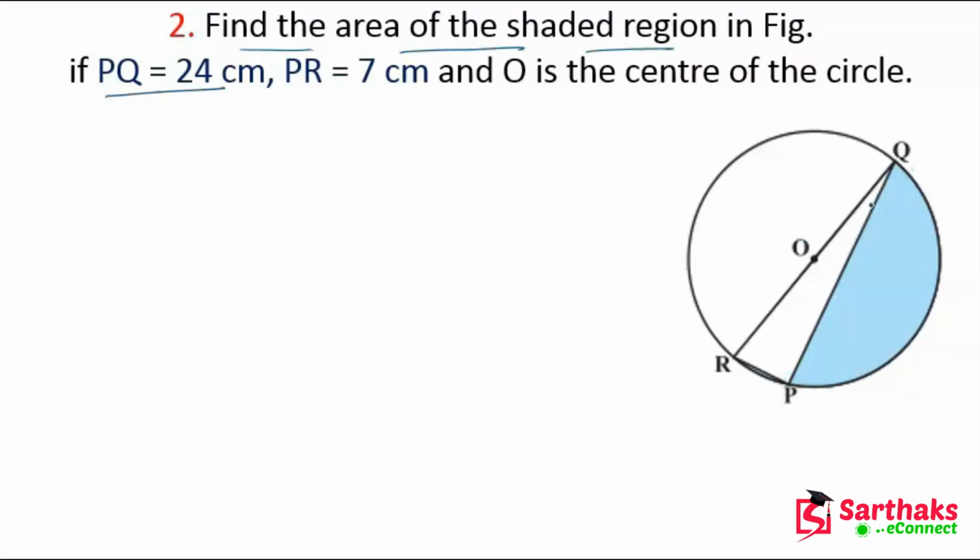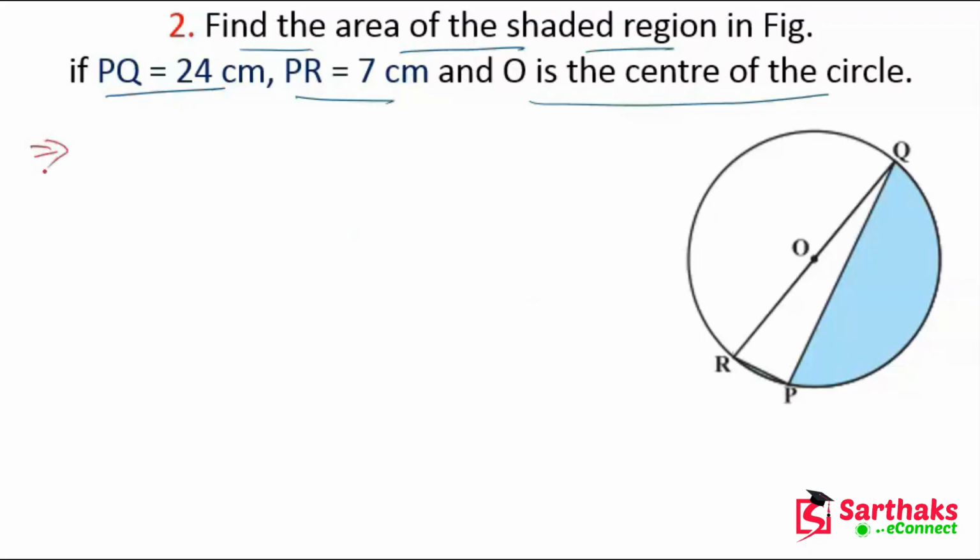Now we have PQ equals 24 centimeter, and we have PR, this line, 7 centimeter. Okay, my dear friends, and O is the center of the circle. It means RQ is the diameter of the circle. RQ is what? Diameter of this circle. So my dear friends, this is the question, this is the diagram. Now let's start to solve this question.